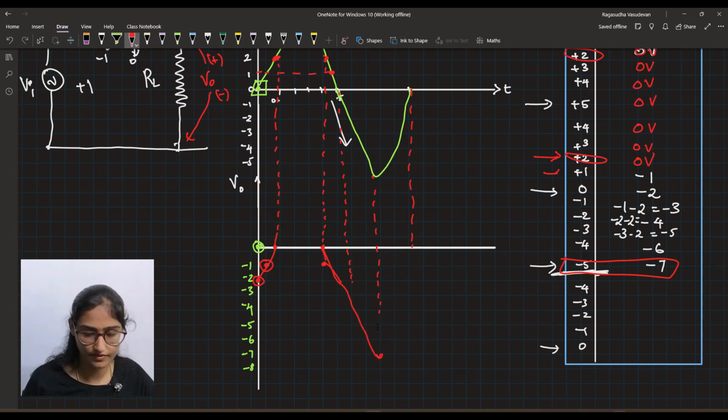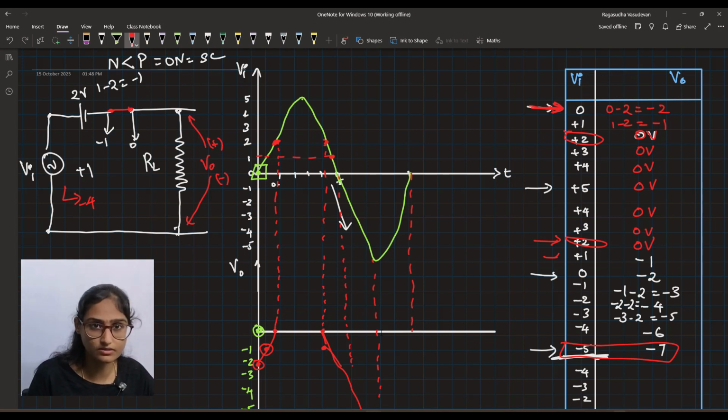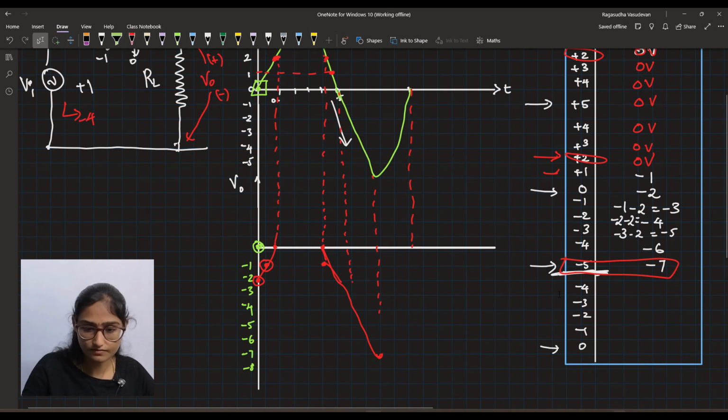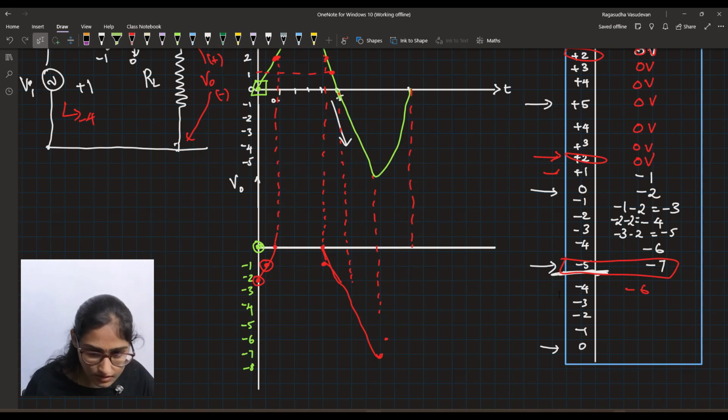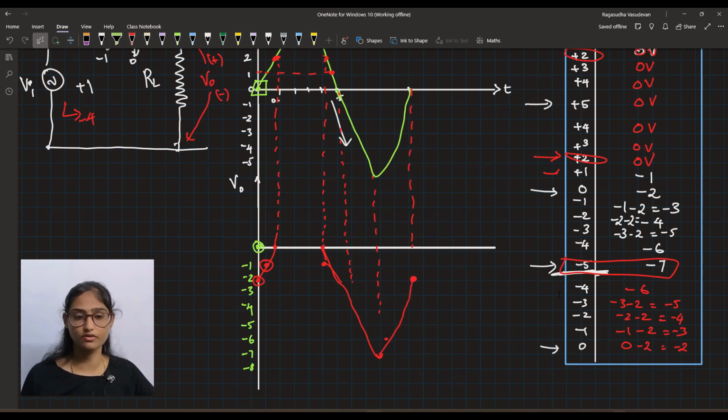Minus 7 volt. Okay, so when the input voltage Vi is minus 4, what happens? Minus 4 minus 2 is minus 6. Minus 6 is here. Then minus 3 minus 2 is minus 5, minus 2 minus 2 is minus 4, minus 1 minus 2 is minus 3, and 0 minus 2 will be minus 2. Okay, so this will be the output waveform.